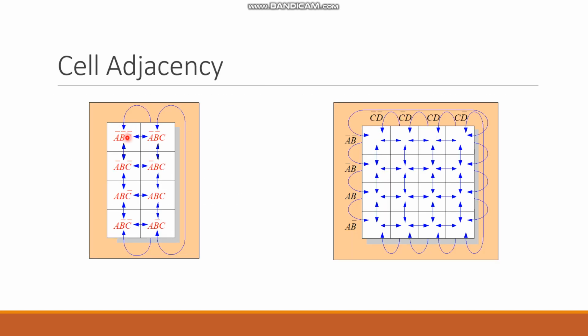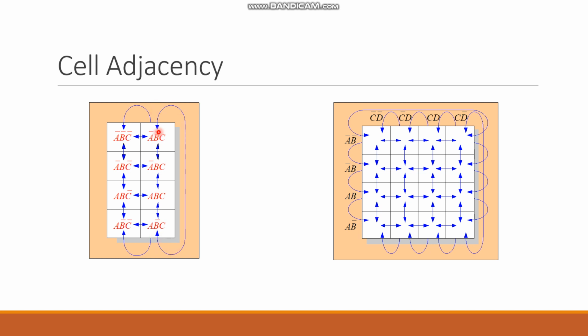For example, we have a three variable Karnaugh map. These are A and B, and this one is C. So this cell is adjacent with that one, and it's adjacent with that one. And this cell is adjacent with that one, and that one, and that one. And even this cell is going to be rolled back with that one, so they are going to be considered as adjacent to each other.